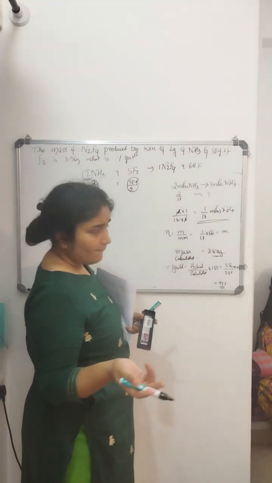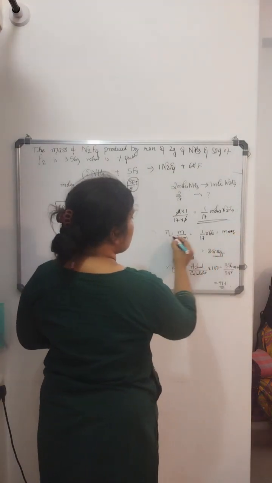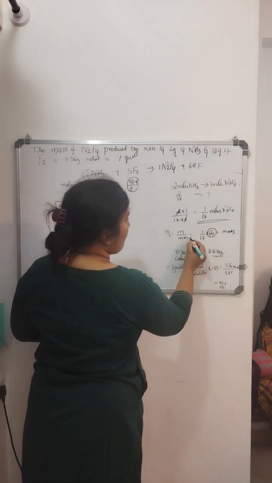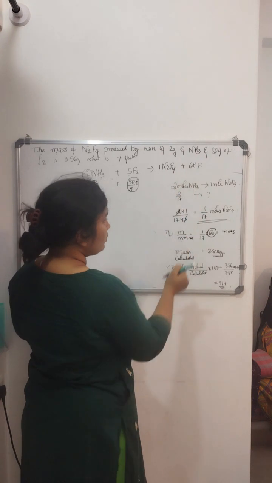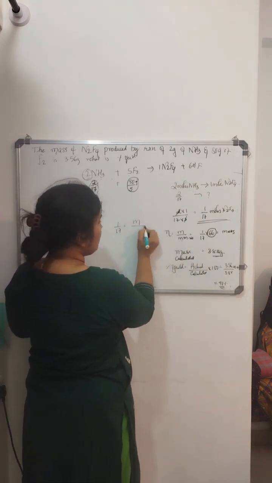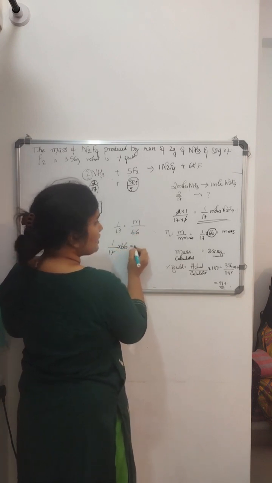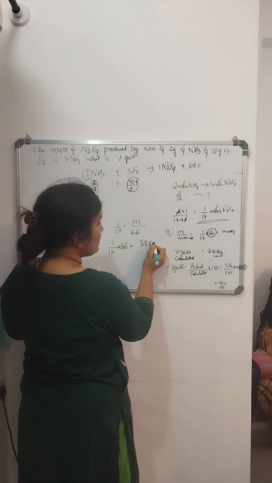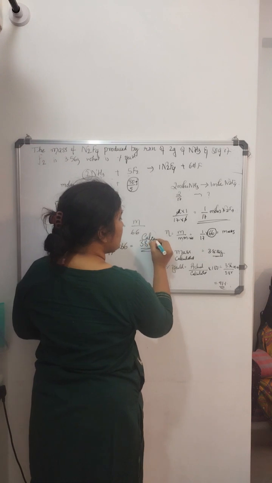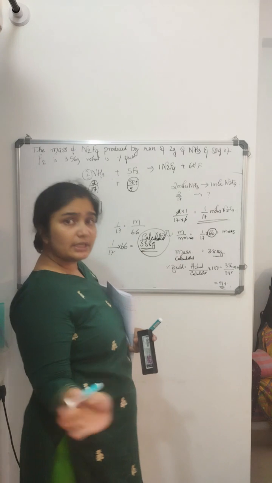Now this is moles, and I want it in mass. So to get it in mass, what do I do? Moles I have. Molecular mass comes around 66 for N2F4. So 1 by 17 is equal to mass by 66. So 1 by 17 into 66 is going to give you 3.88 grams. What is this 3.88 grams? This is the calculated yield. If the yield is 100%, then this should have been the value.